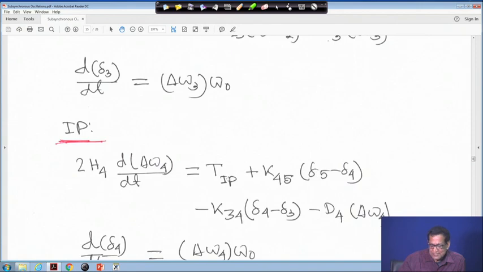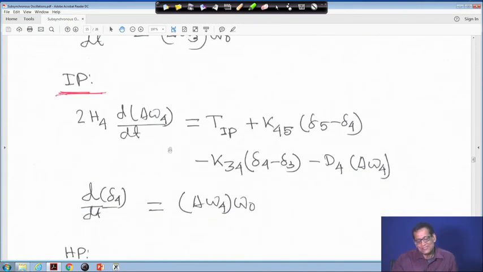Similarly, for intermediate pressure, just from inspection you can write 2H4 d/dt of delta omega 4, only their inertias are different because you are considering different sections, is equal to T_IP plus K45 (delta 5 minus delta 4) minus K34 (delta 4 minus delta 3) minus D4 delta omega 4, and d/dt of delta 4 will be delta omega 4 times omega 0. So this is the intermediate section.